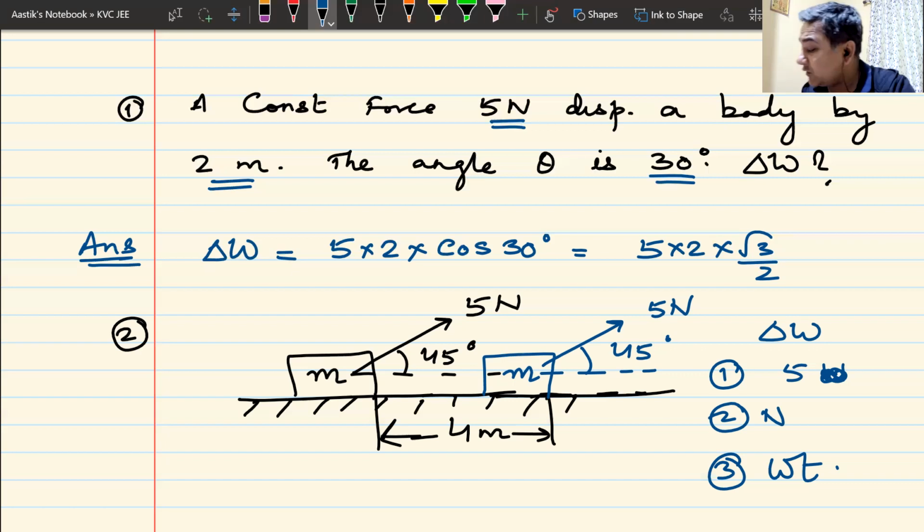Now, instead of writing weight of the body, I can also write it as work done by gravity. So either you can take it as work done by weight, or you can take it as work done by gravity. Instead of writing gravity as gravity, I am writing gravity as G. So don't get confused. Just find out the work done by weight. Let us discuss this in the next class. What is the work done by the 5 Newton force? What is the work done by the normal reaction N? And what is the work done by the weight of the body?